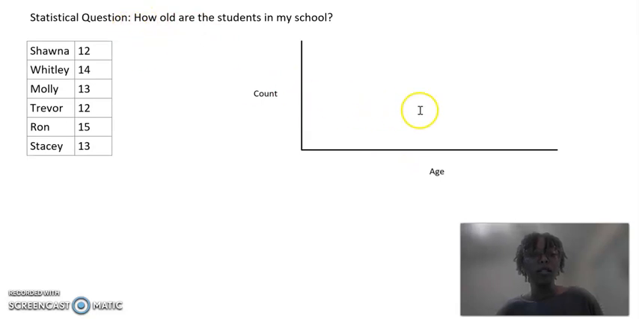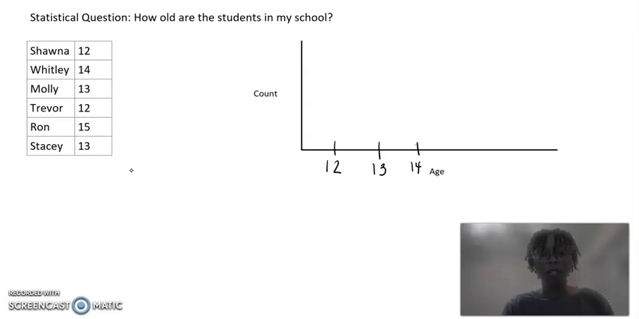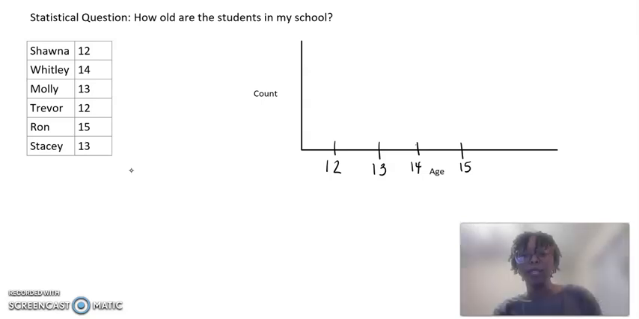So to get started, what we'll do is label our axis. So we have age here. So we're going to do 12, 13, 14, and 15. And for our count, we're just going to use some X's, and we'll be able to easily see how many there are based on these numbers.